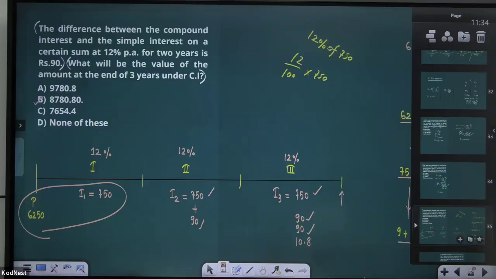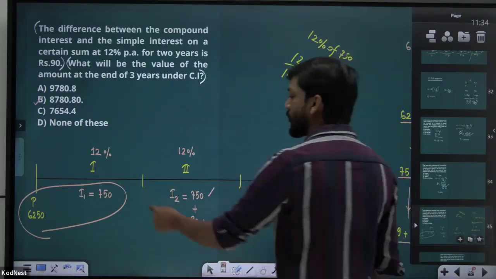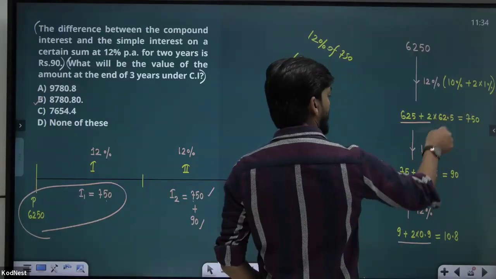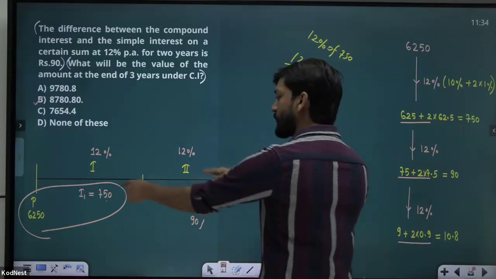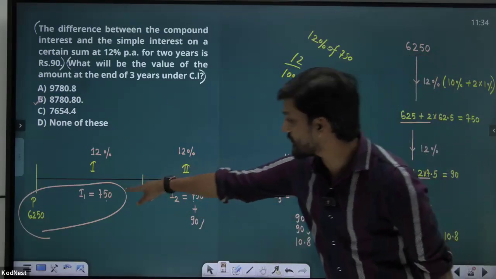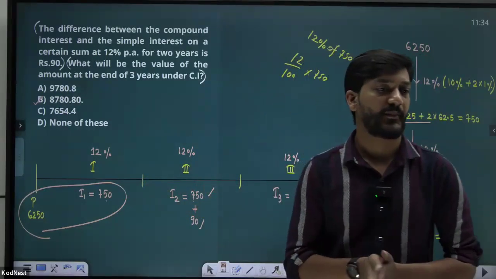Yes, Yashoda, this is what I'm saying. You are observing 750, again 750. So 750, 12% is 90. If you observe 2 times, you will write 2 times. One for this and one for this. Okay.